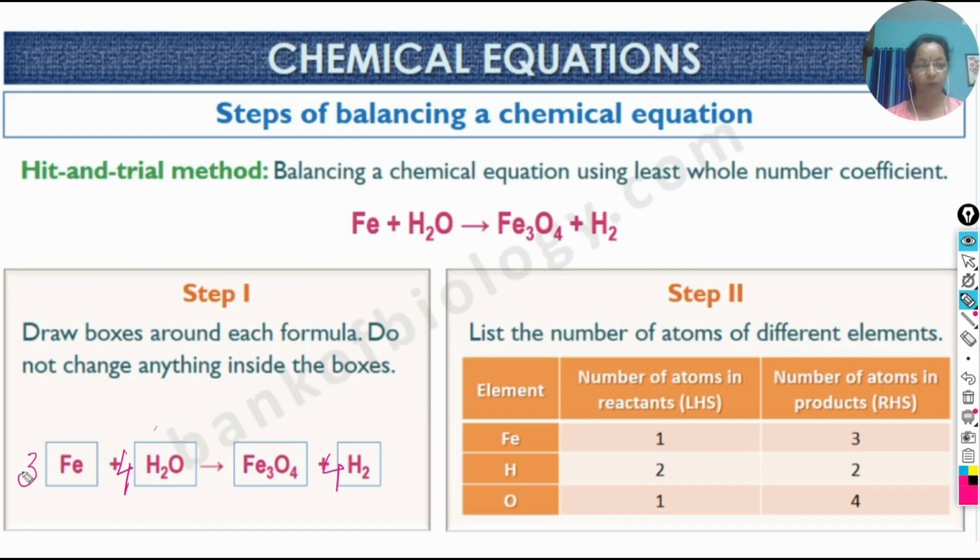Now we'll counter check once again whether it is correct or not. So iron 3 and 3, hydrogen 8 and 8, oxygen 4 and 4. Now the equation is balanced.